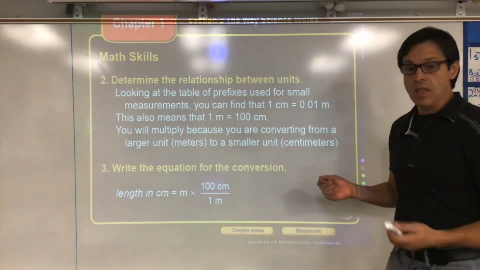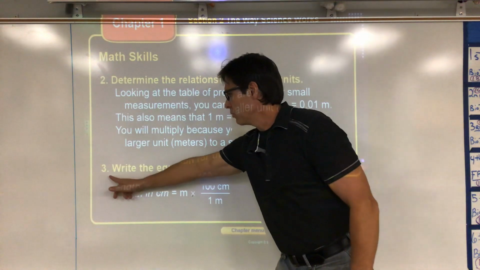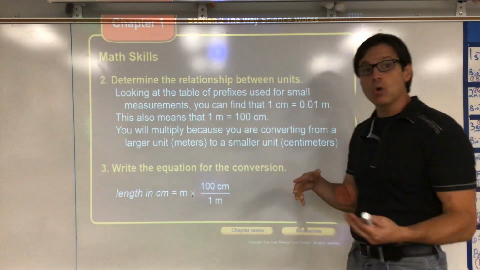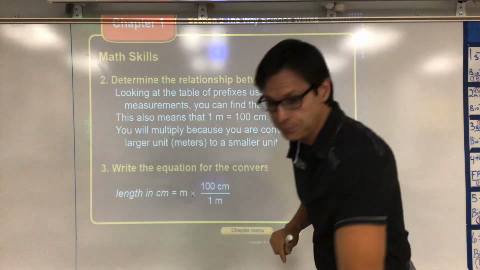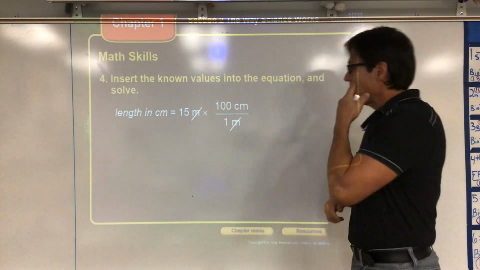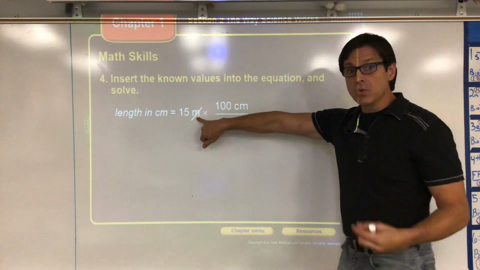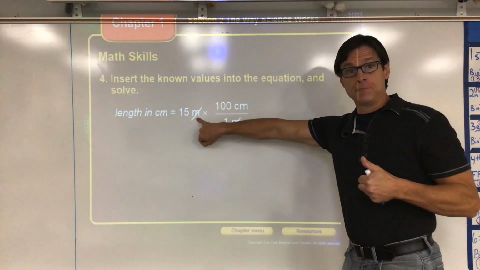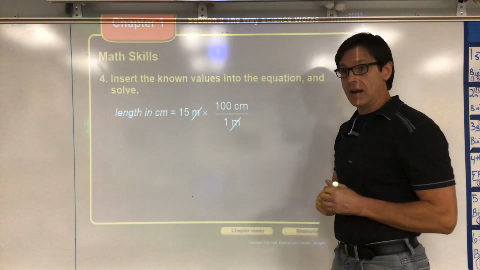So that's what they're saying here in step 3 when you write out the equation. I will show this to you in other sample problems; I'm just walking you through the PowerPoint that you have. I call this the given. This is what was given: you were given 15 meters, and it was asking you to convert that to the equivalent in centimeters.